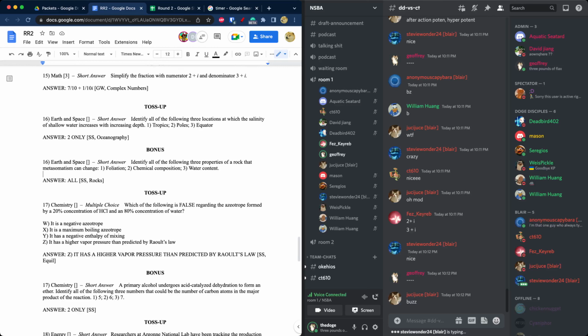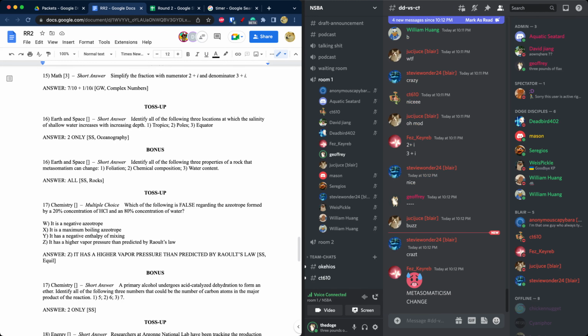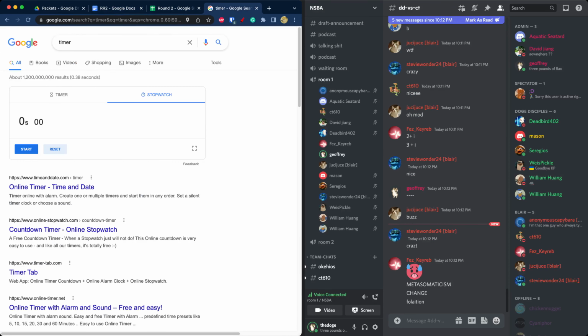Bonus Earth and space short answer. Identify all of the following 3 properties of a rock that metasomatism can change. 1. Foliation. 2. Chemical composition. 3. Water content.